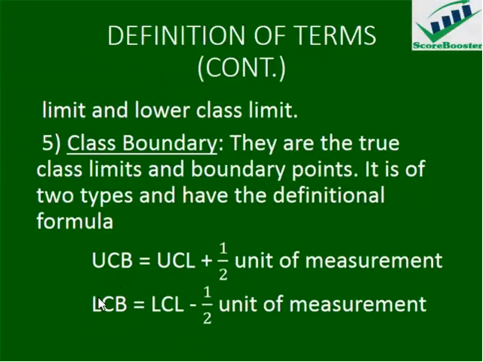And to obtain the lower class boundary of that particular class, you take the lower class limit, which is 5, minus 1 over 2 of units of measurement. We also count in ones, 5, 6, 7. So 1 over 2 multiplied by 1 will give half, which is 0.5. 5 minus 0.5 will give 4.5. So the lower class boundary of the class 5 to 9 is 4.5.